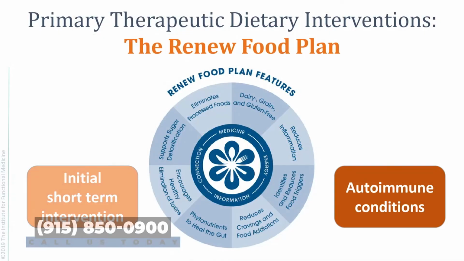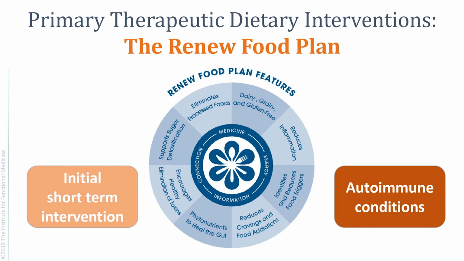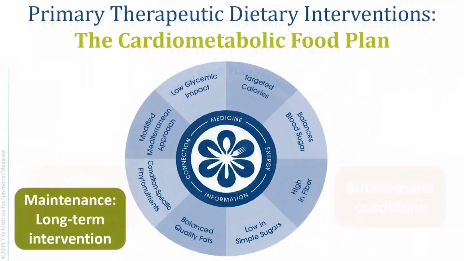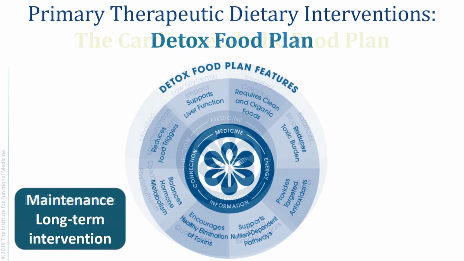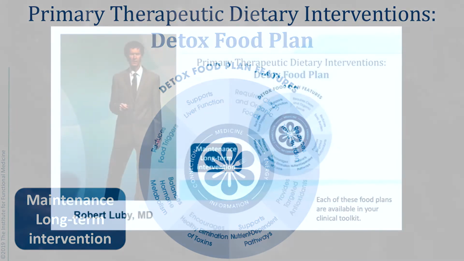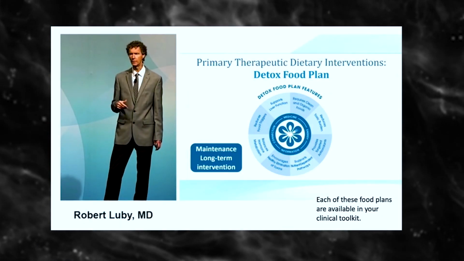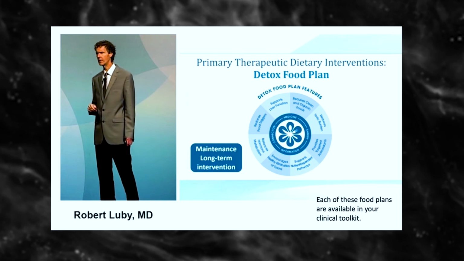Longer term, for a maintenance food plan, think about inflammation versus toxins. If you think your patient's problem is more inflammatory based, cardiometabolic diet or food plan is probably best. If you think they have a predominance of toxins affecting their thyroid production, conversion, or sensitivity, maybe you want to go with a detox food plan, and you'll learn about that later in your training.